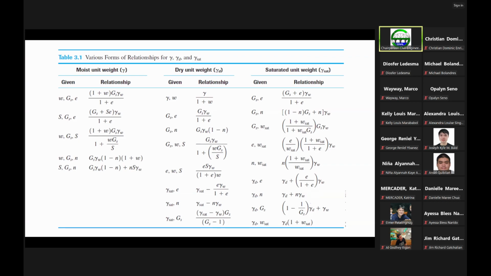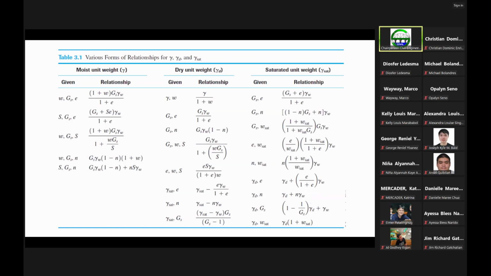In this case, there's no given here with the 3 terms combined. It's either what you have is the specific gravity and the void ratio, or the specific gravity and saturated water content, or you have the void ratio and the saturated water content. And then we are dealing with the saturated unit weight, right? Yeah, saturated unit weight.